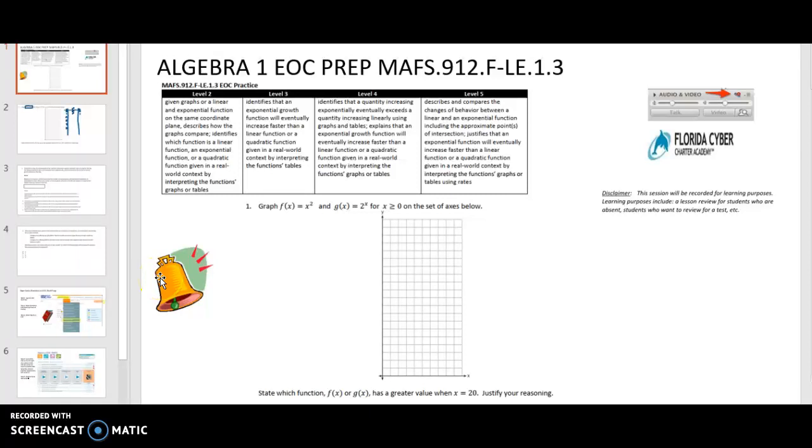Hi guys, so we are going to go over F.LE.1.3. So this is an example of a standard, and I brought it up on another slide so it's a little bit bigger.